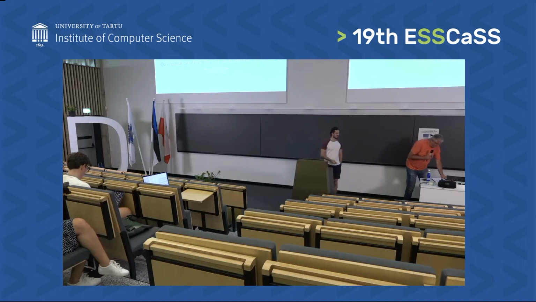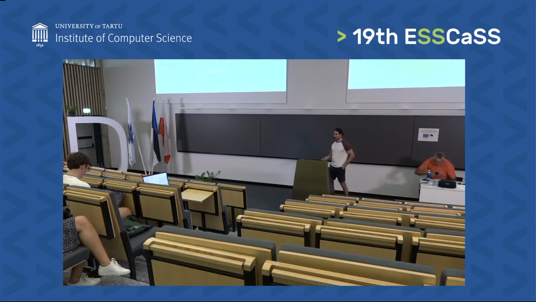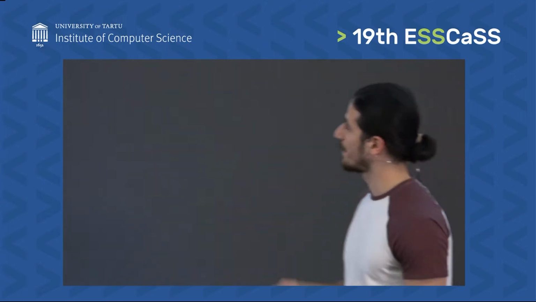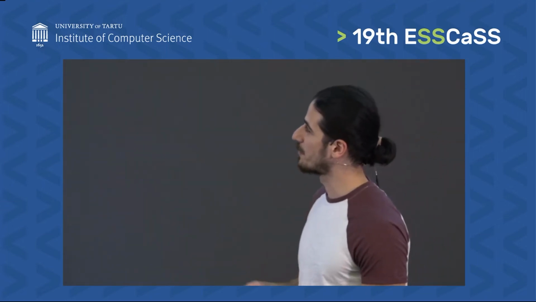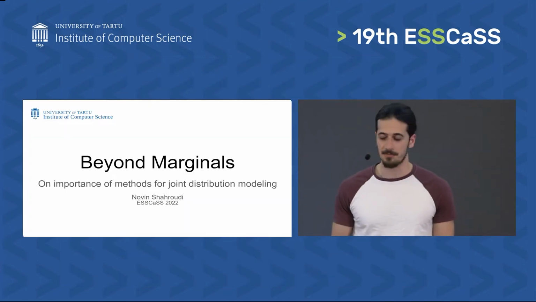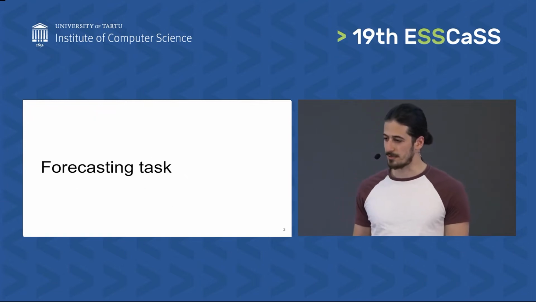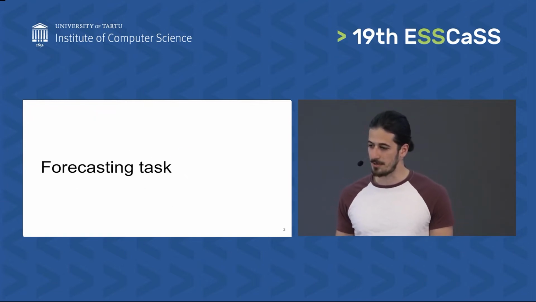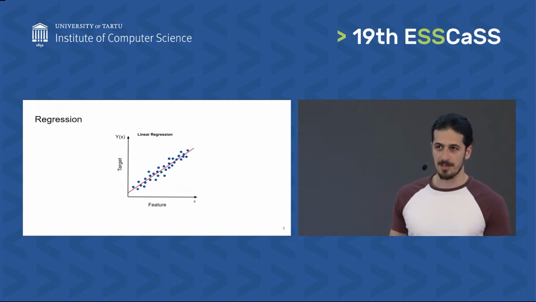Okay, so yeah, I'm Novin, a PhD student in the Machine Learning Research Group, supervised by Meelis School. Today I'm going to talk shortly about marginal distributions and beyond that. I start with the forecasting task because it makes a good use case or case study for what I'm going to talk about. But as I started, let's look at the regression task.